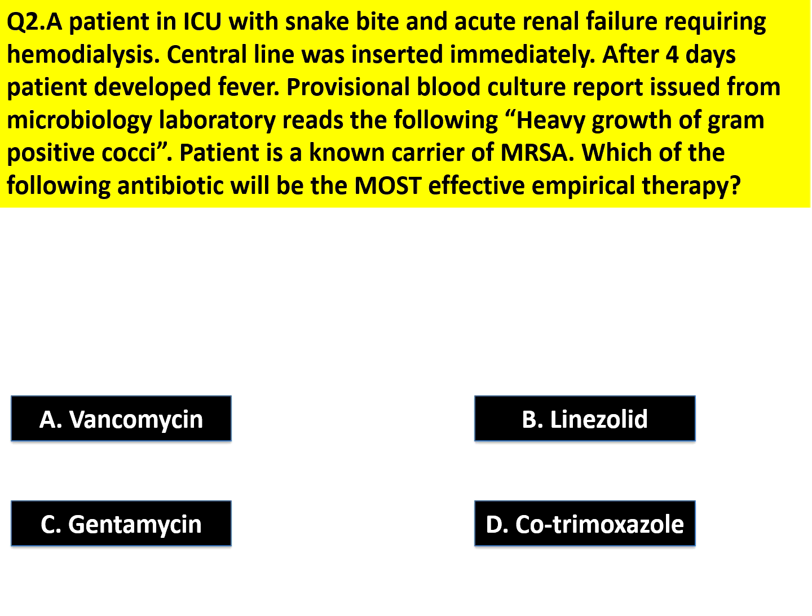Now, the patient is a carrier of MRSA and the provisional blood culture report is indicating heavy growth of gram-positive cocci. So there is a high chance of bloodstream infection with MRSA. We should keep this in mind. And for treatment of MRSA, what are the recommended antibiotics? Recommended antibiotics for treatment of MRSA are vancomycin, linezolid, and teicoplanin, and gentamicin in combination with vancomycin or teicoplanin.